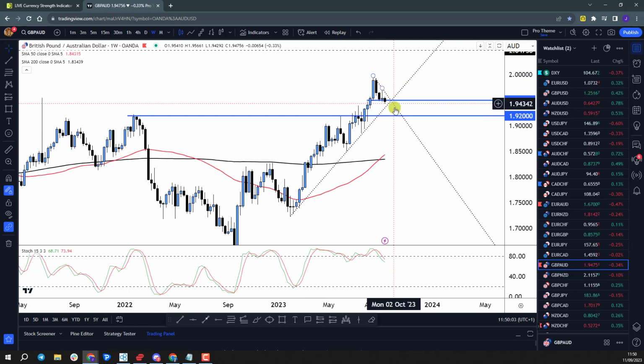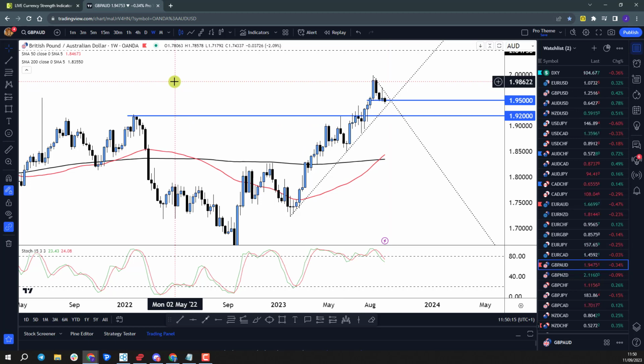Now I've got a couple of support zones on here. You can see the 1.95 is where we're kind of trading at right now. The 1.92 is the level below, which could be a level that price comes into if we were to see the pound and Oz strength and weakness dynamics remain here.